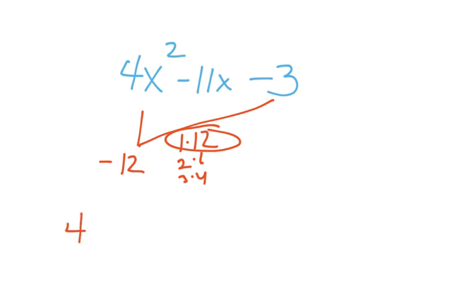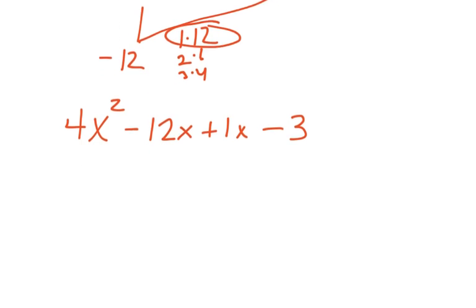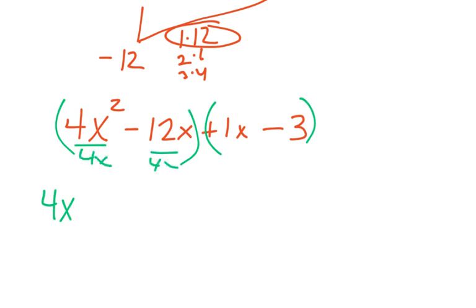So I've got 4x squared. Now I need it to be negative 11x, so I'm going to go negative 12x plus 1x, because negative 12 plus 1 is negative 11. If I flip it around, make it 12 minus 1, and be positive 11, that wouldn't work. And then I'm going to group. So I can pull out a 4x. So divide each of these by 4x. Leaves me with x minus 3.